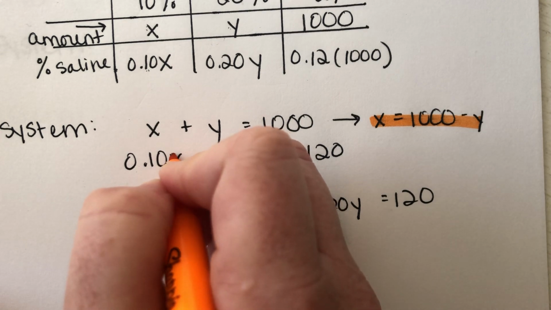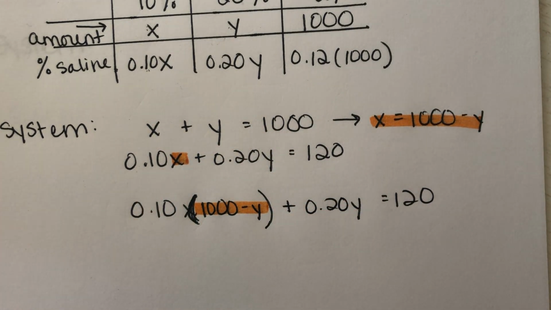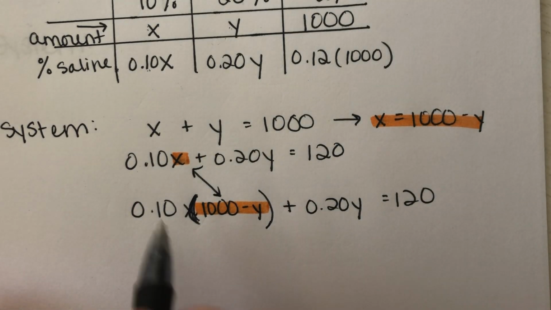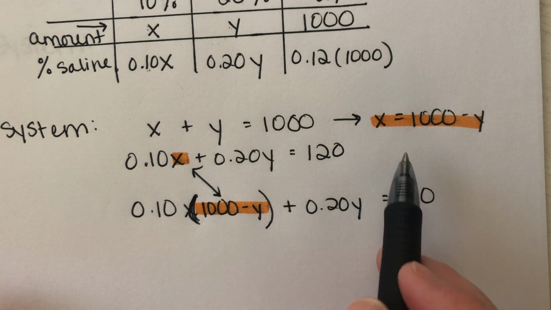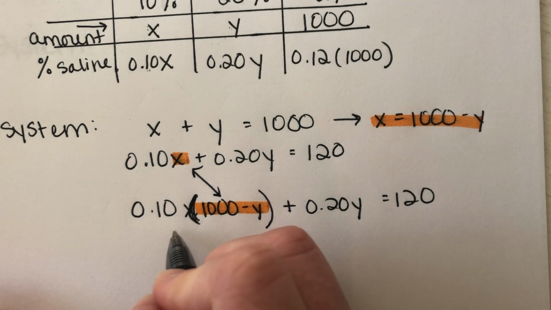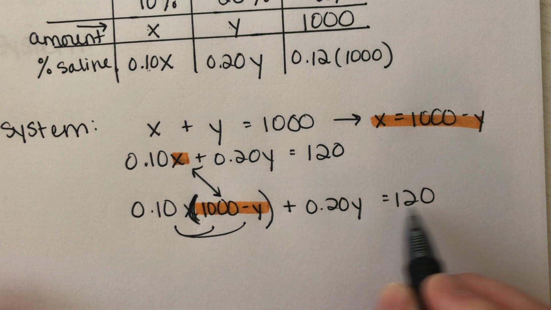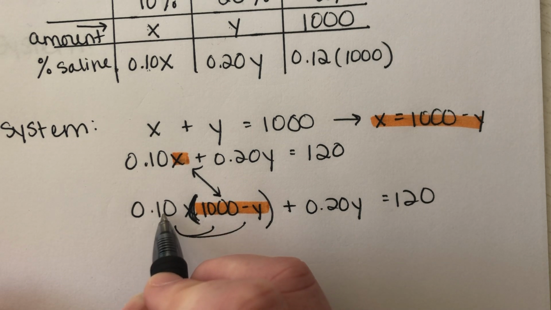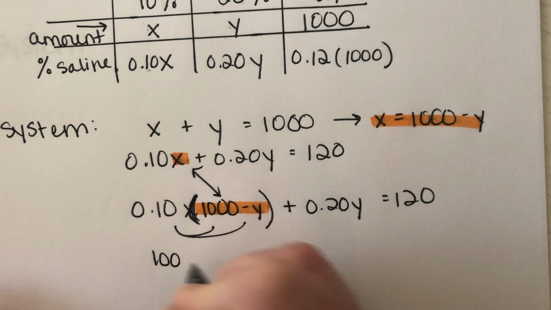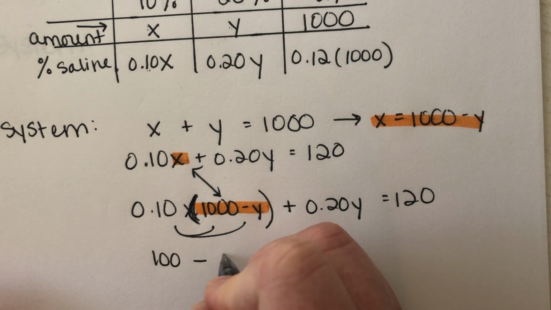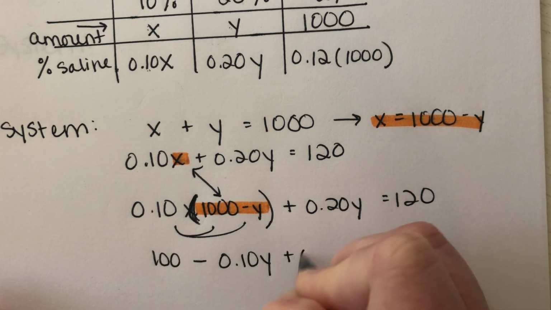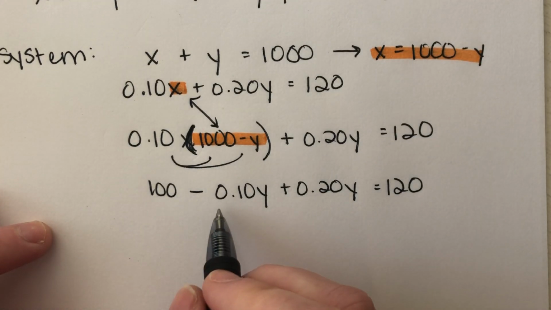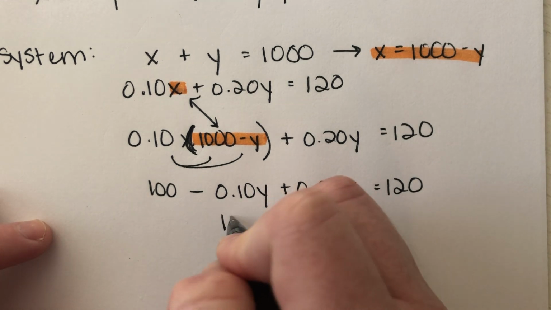So all I did here was replace the X with what X is equal to. This is literally all I did. Same exact equation, I just replaced X with what X is equal to because it told me I could. Okay, so now I can solve. So I'm going to distribute. The only variable in this equation now is Y, so I'm going to solve for Y. So 0.10 times 1,000 is 100 minus 0.10 times Y is 0.10Y plus 0.20Y equals 120. Combine like terms, negative 0.10 plus 0.20 is positive 0.10.